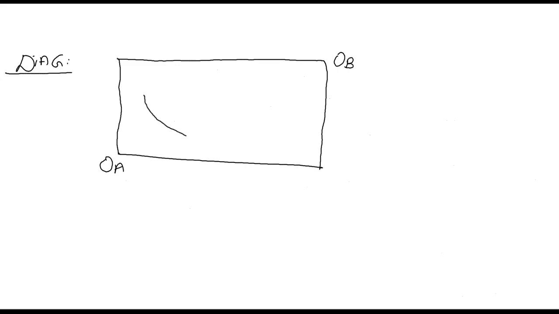So this is A's IC. These are A's ICs. And these are B's ICs, the dotted ones I am drawing on the screen. These are all B's ICs. Now, these are all Pareto efficient points.